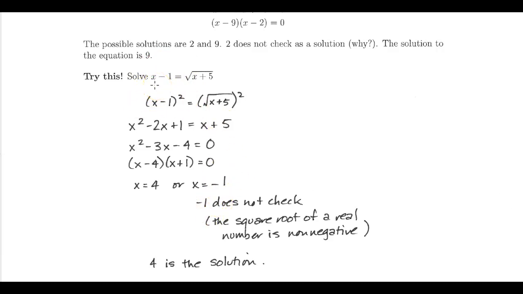4 goes in for x. We get 3 on the left and the square root of 9 on the right, which is also 3. So 4 checks. So 4 is the only solution to this equation. So we really need to check our work and make sure we select the right ones of our potential solutions. We check them and make sure that one or both work.